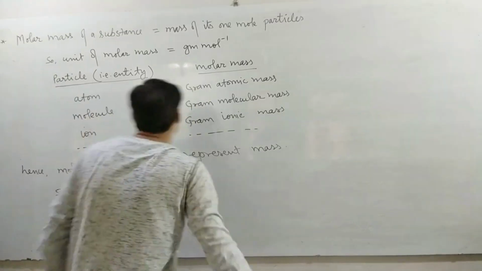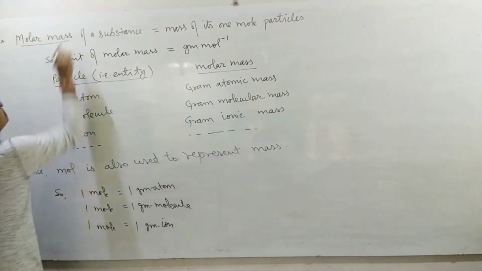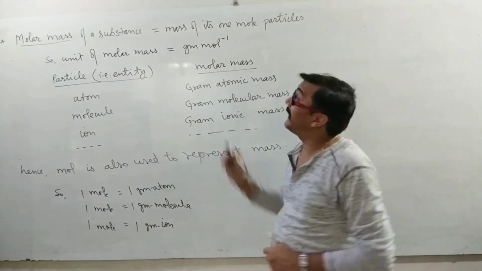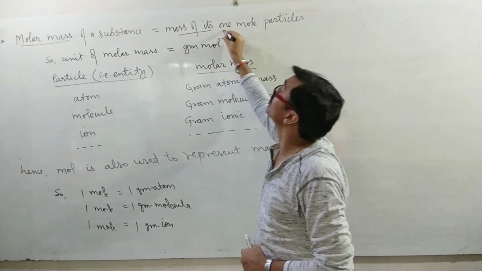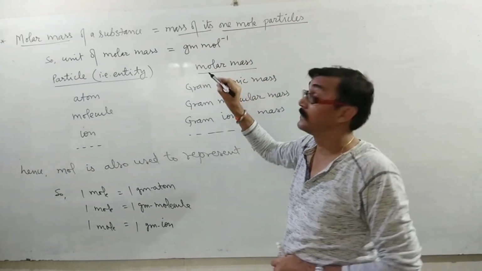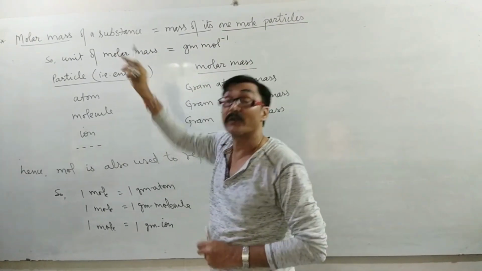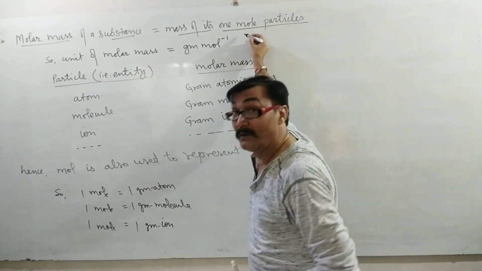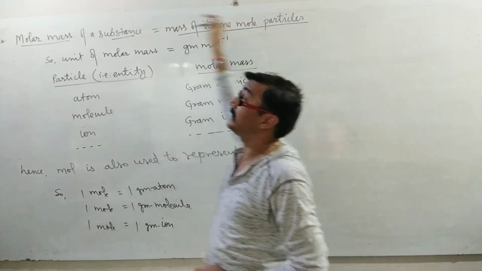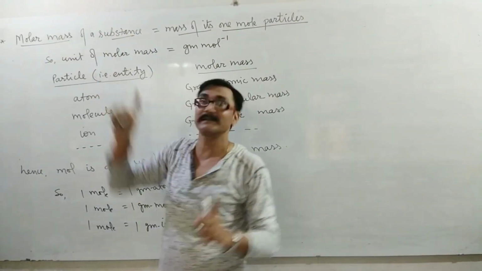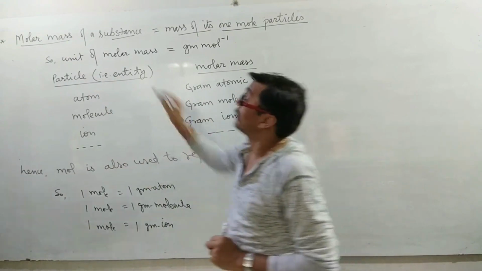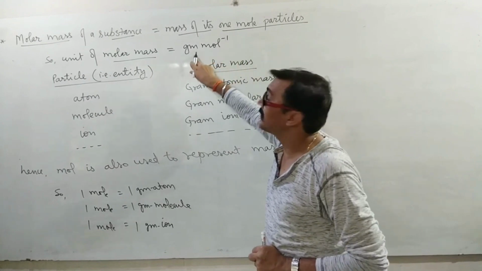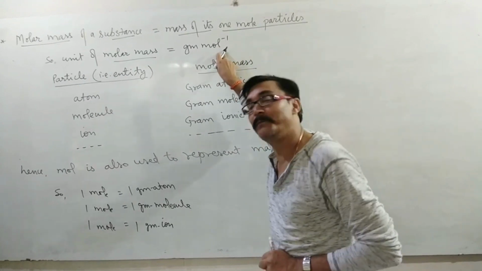And now, molar mass. Molar mass of a substance may be defined as the mass of its 1 mole particles. The entities or the independent particles of the substance are 1 mole, and the mass of 1 mole particles is called molar mass of that substance. So, the unit of molar mass will be gram per mole. That is mass of 1 mole particles.